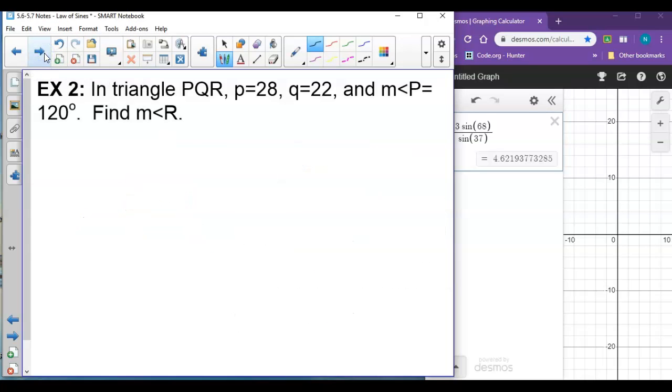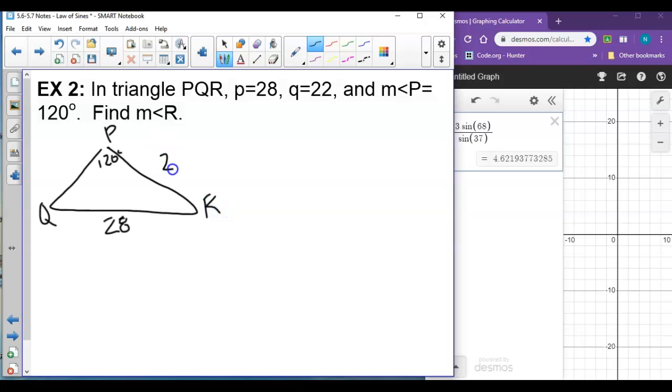Okay, here's our next one. We've got triangle PQR. They give us lowercase p is 28, lowercase q is 22. Measure of angle P is 120, and we're supposed to find the measure of angle R. So in this case, I'm going to draw this triangle. I know angle P right here is 120 degrees. Side P across from that is 28. Then I've got Q and R, so I'm just going to put Q right here and R right here. I know side Q is 22.